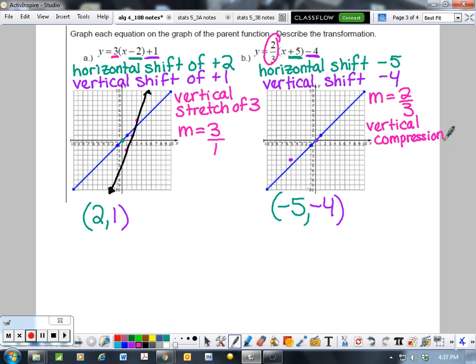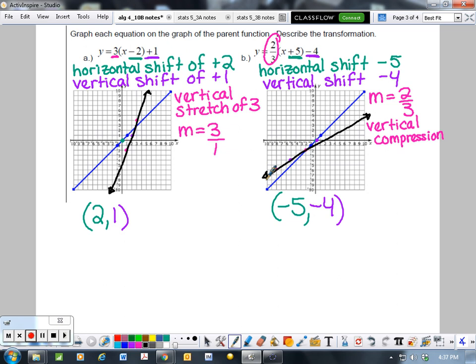And so now from this purple point, I'm going to go up to the right 1, 2, 3, down to the left 1, 2, 3, and there's my line. There are my points for my line, and so now I can connect them. So we can already tell right here it is less steep, and we moved that purple point left 5, down 4. Horizontal shift of -5, vertical shift of -4.